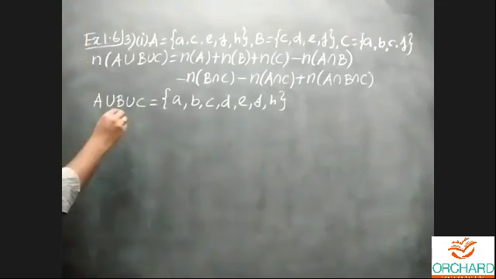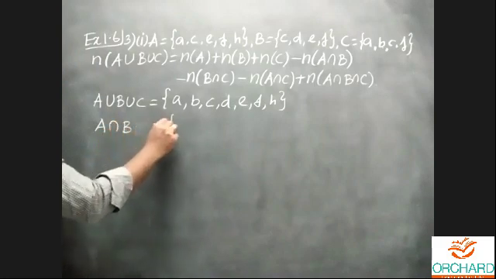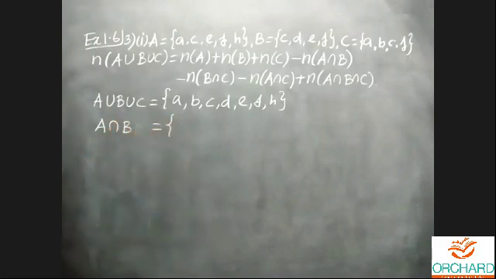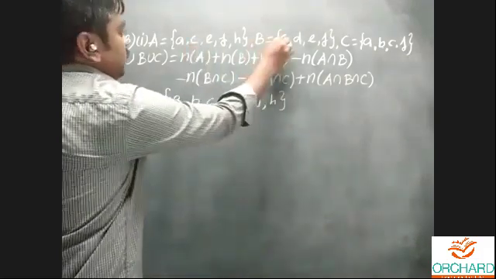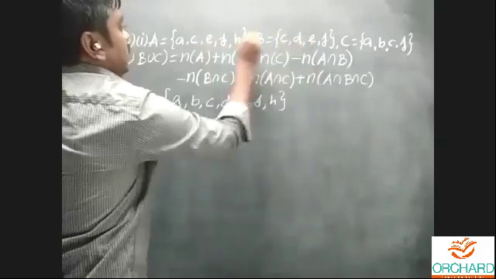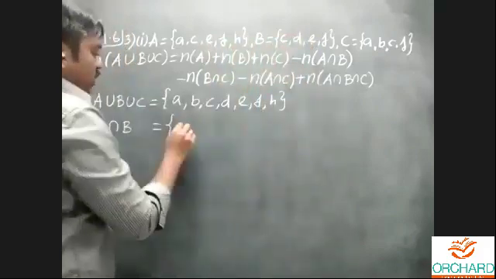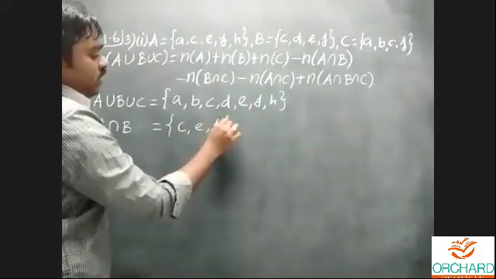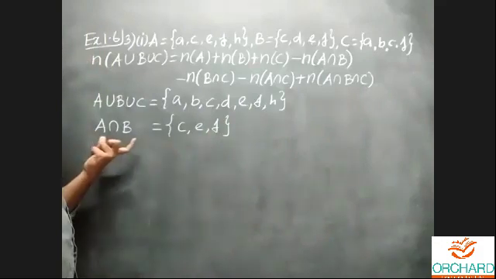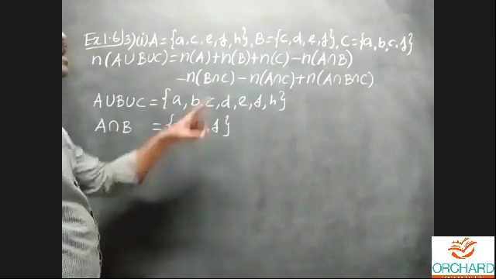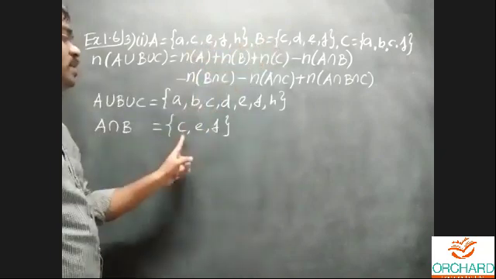Next, A intersection B, the common elements between A and B. Which elements are common between the sets A and B? C, E, F. Okay, the common elements are C, E, F. This is the intersection of the two sets A and B.